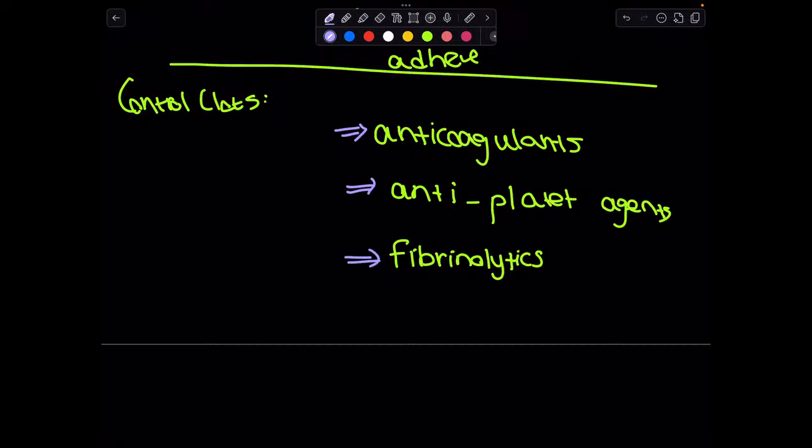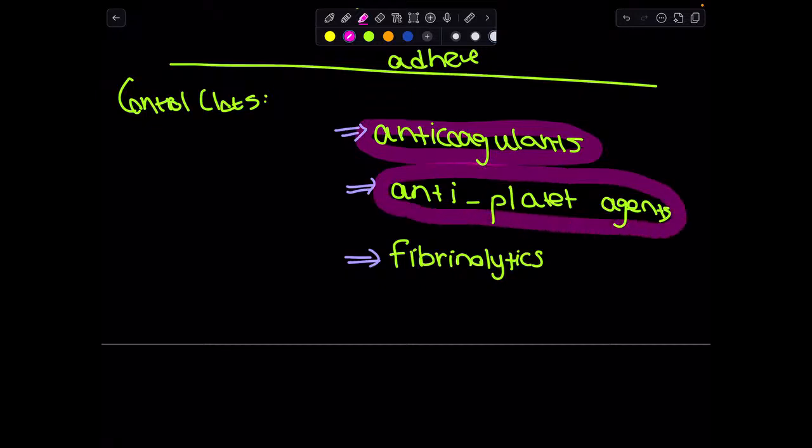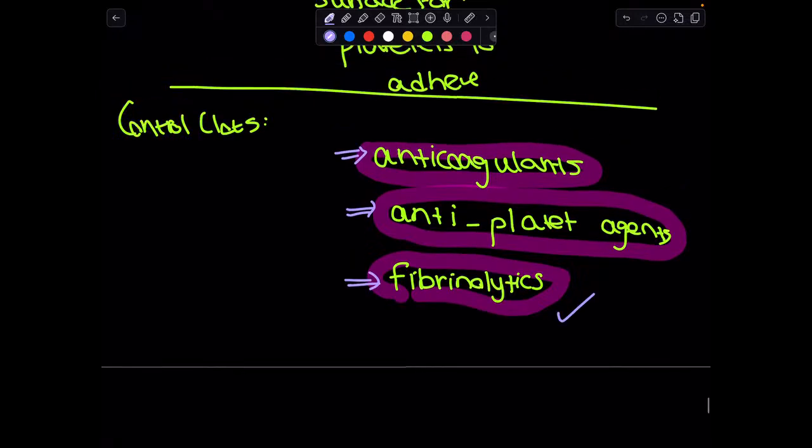Explain this a bit more to me. Sure. Antiplatelets, like aspirin, stop platelets from sticking together, so they're often used to prevent arterial clots, like in heart attacks or strokes. Fibrinolytics, on the other hand, actually dissolve clots that have already formed by breaking down the fibrin network. I see. This makes sense.